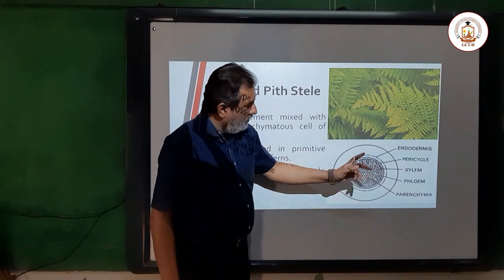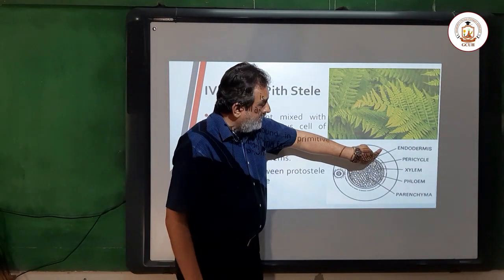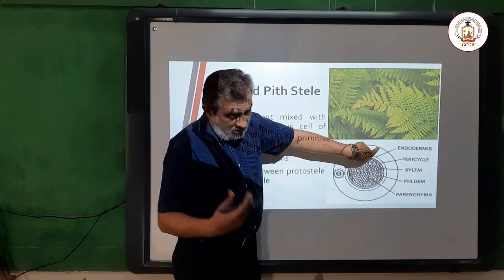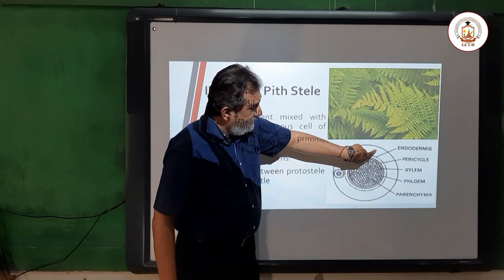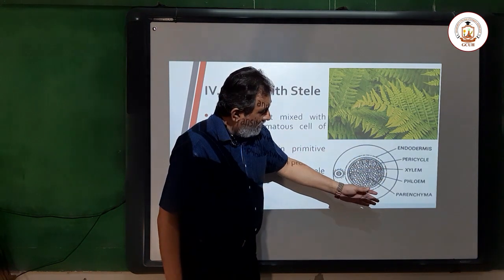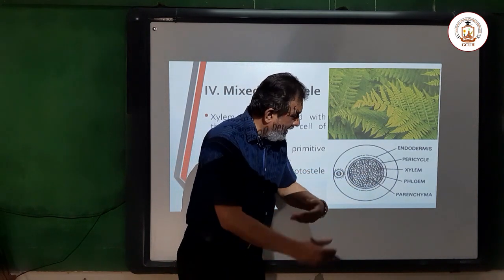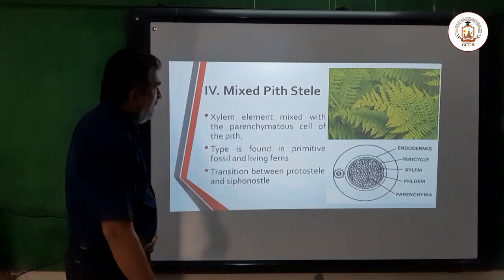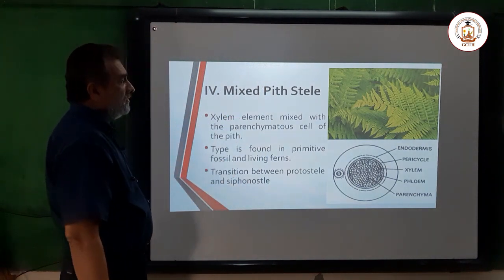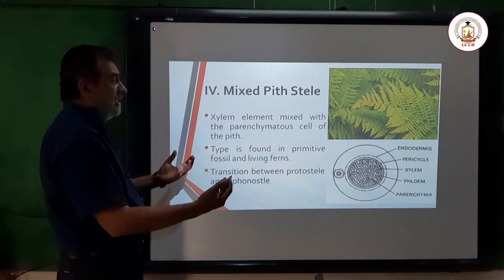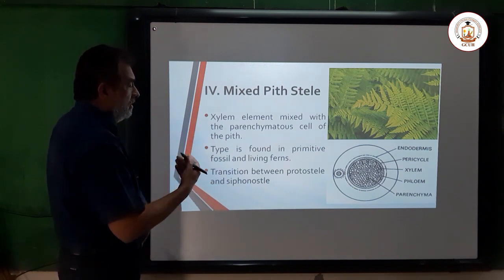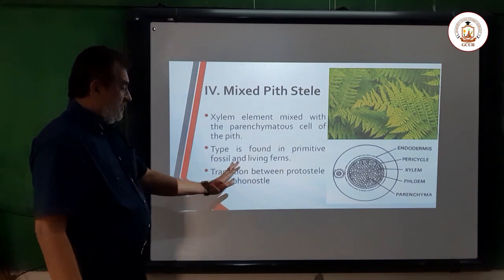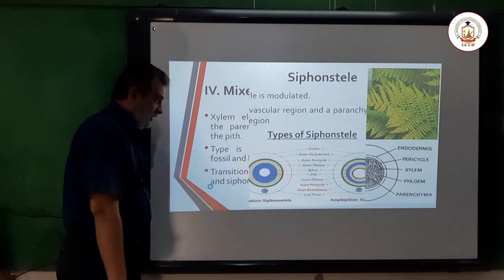After that, as I have told you, the cortex is here. After the cortex you will find the epidermis and cortex, and then you will see the pericycle, and after the pericycle, xylem and phloem, and in between the xylem and phloem you will find the parenchymatous tissues scattered. That is why this type of protostele is called mixed pith stele. Xylem elements are mixed with the parenchymatous cells of the pith. This type is found in primitive fossil and living forms. It is the transition between protostele and the other types, as we have discussed earlier.